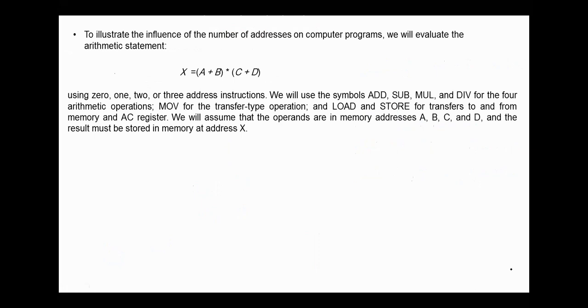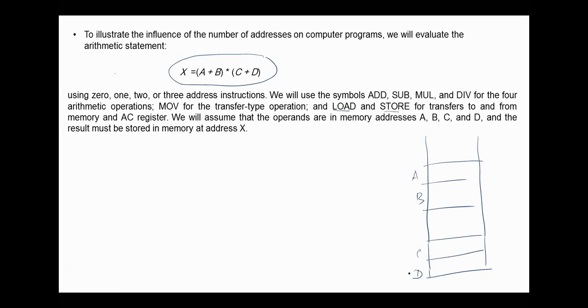To illustrate the influence of the number of addresses on computer programs, we will evaluate the arithmetic statement X equals A plus B multiplied by C plus D using 0, 1, 2, or 3 address instructions. We will use the symbols add, sub, mul, and div for the arithmetic operations, move for the transfer type operation, and load and store for transfers to and from memory and accumulator register. And we will assume that operands A, B, C, D are in memory, and the results should be stored in the memory location X.